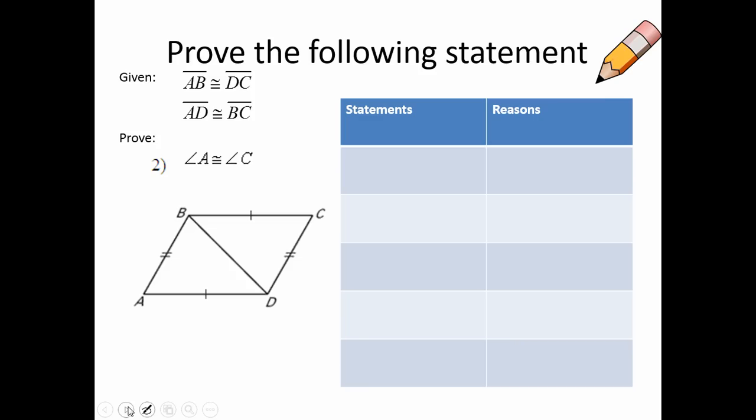All right, let's look at another proof. Number 2, we are given the fact that AB is congruent to DC, given.